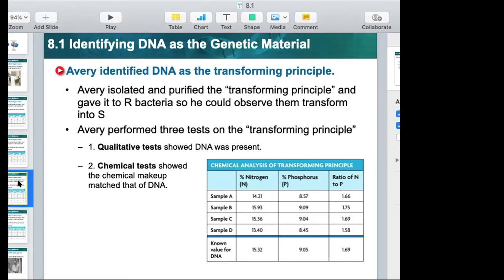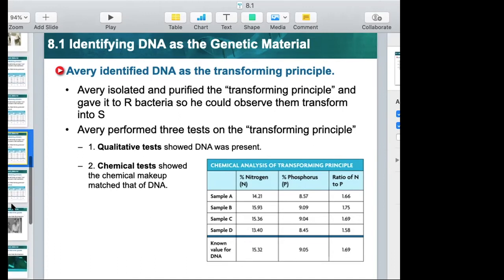So then he did some chemical tests, which you can see in the chart. That chart, don't worry about writing down all those things. You don't need to do that, but just note that that's what he saw in his experiment. He was able to look at the chemicals that were in there, and he found nitrogen and phosphorus. And what he found is that it was the same ratio of nitrogen and phosphorus that you see in DNA. And so this was very good evidence that he was dealing with DNA because the chemicals that made it up were the exact same as what you find in DNA.